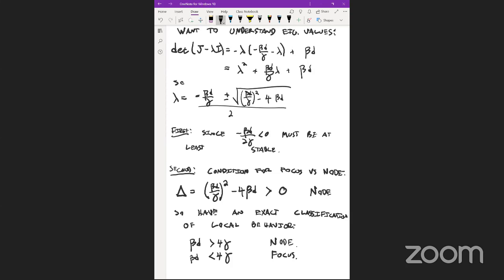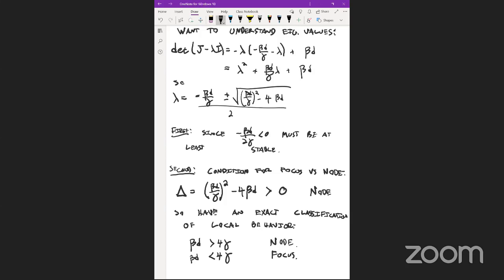Right, so if delta is greater than 0, we have a stable node. If delta is equal to 0, then we have a stable inflected node, which locally, since it's local behavior, is inflected but looks essentially stable. And when delta is less than 0, we're going to have a stable spiral.